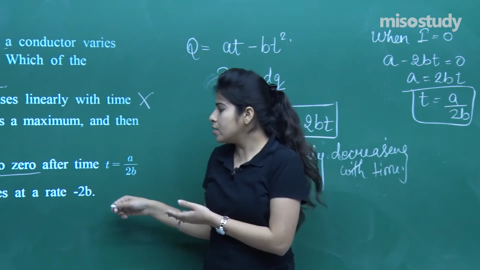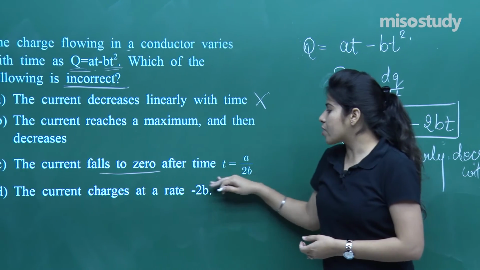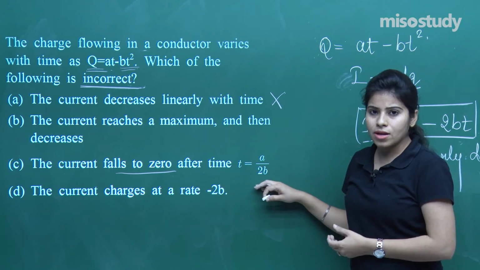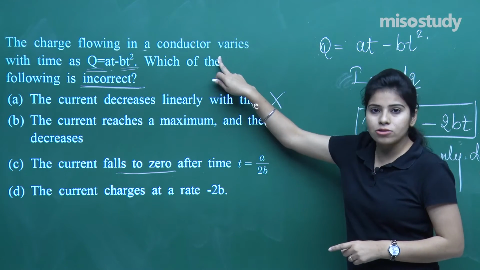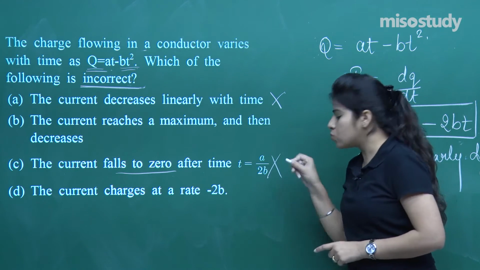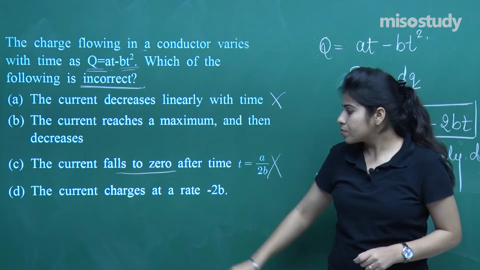And what are they saying? The current falls to 0 after time t equals A by 2b. That means this is the correct explanation. So that cannot be the correct answer for this. So we are going to mark a wrong over here.